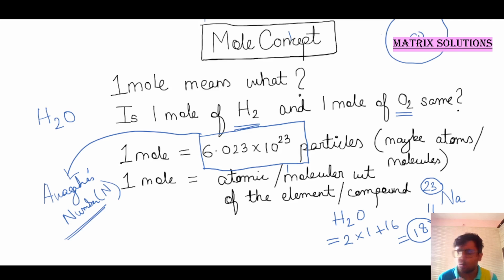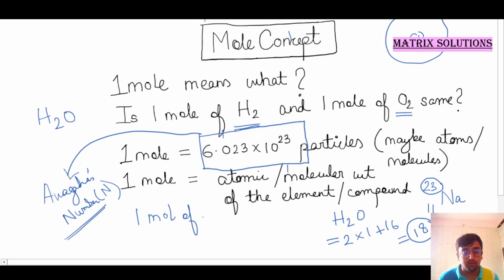You're getting confused, so don't be confused. Just write the atomic weight or molecular weight, transform it into gram, and that corresponds to the weight of 1 mole of that substance. Like I can say 1 mole of H2O. What will be its weight? 2 hydrogen atoms, so 2 into 1, and oxygen has 16, that is 18. We will transform it into grams, and it will have 18 grams. So 1 mole of H2O in terms of weight will have 18 grams.